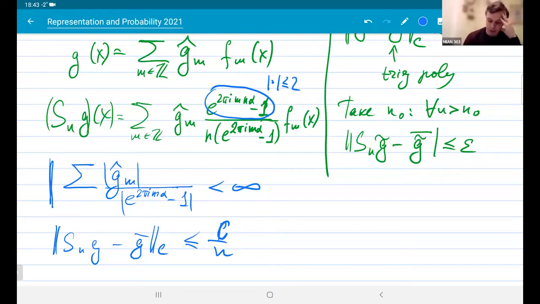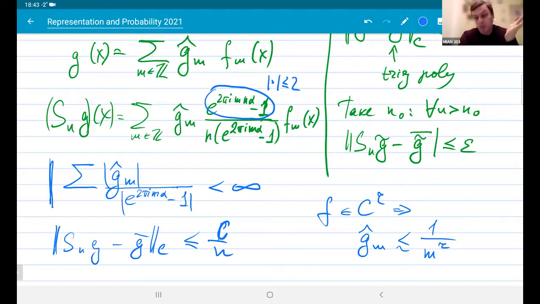So you can say that if f belongs to some C^r, then you can say that g_m is estimated by something like 1 over m to the r. And of course, for example, if r is at least 2, then the series converges nicely.